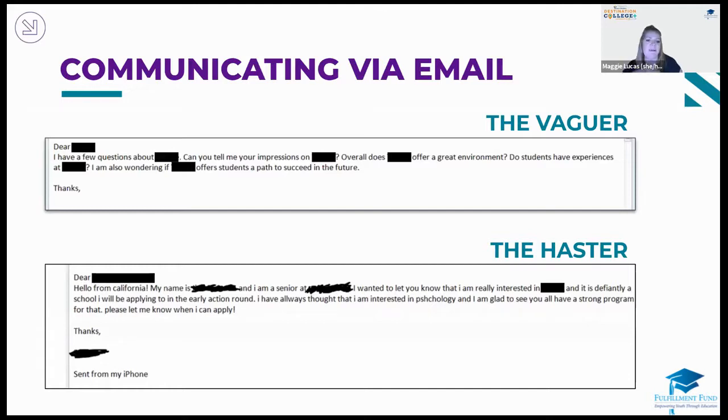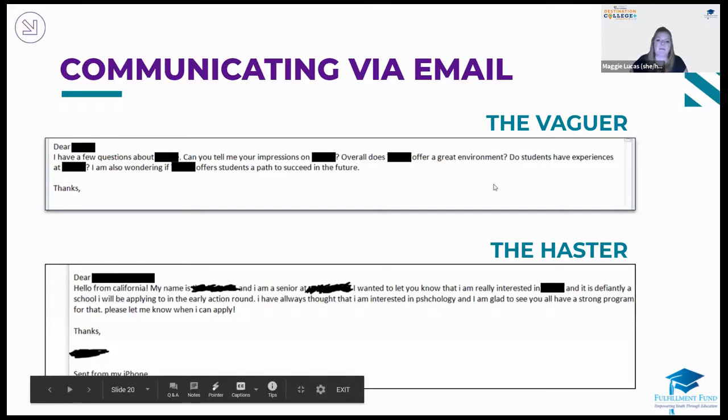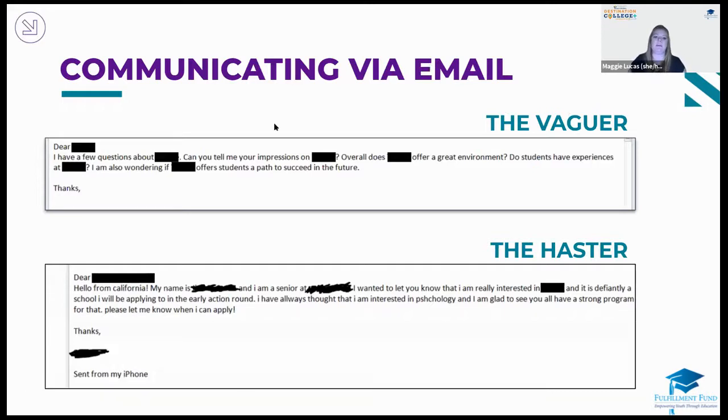So these are just some sample emails. I've marked out all of the important information, but I'll read you this first one. Dear Maggie, I have a few questions about your school. Can you tell me the impressions? Overall, does it have a good environment? Do students have a good experience? I mean, it's super vague, right? Sitting down to answer an email like this, I don't even know what you're interested in. I wouldn't even really know where to start. So you definitely want to be more specific in your emails.